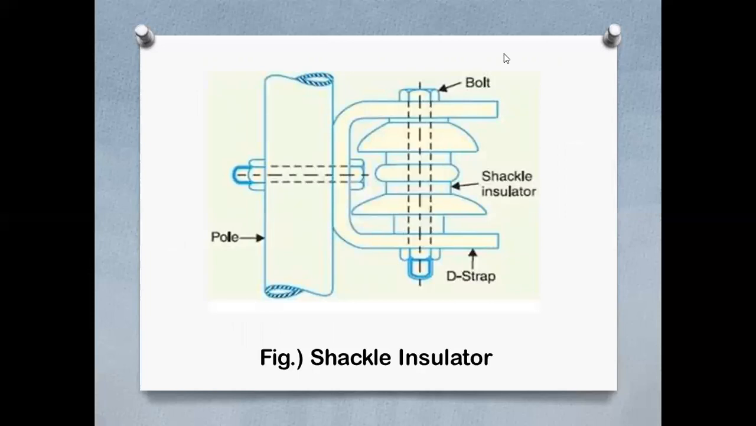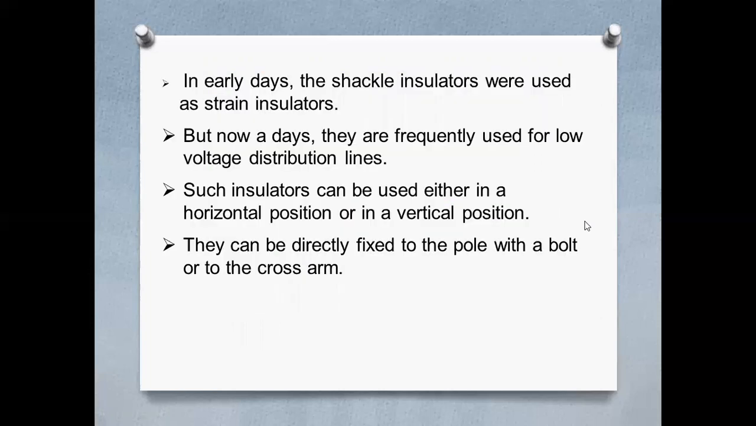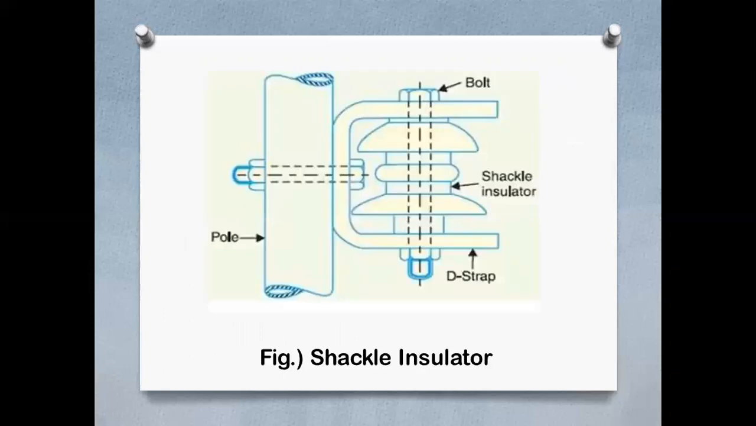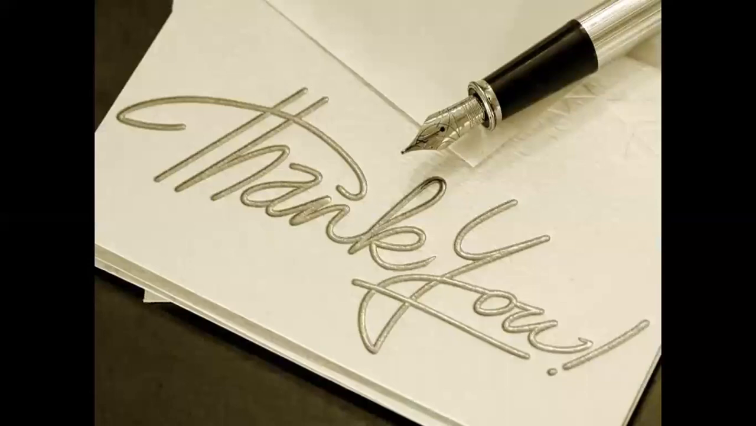We have the electric pole here. Then they are bolted. This is the shackle insulator. This is a D-strap. You see, this is a D-strap. Shackle insulator, the bolt, and this is how it is connected. Directly fixed to the pole with the bolt or to the cross arm. It is seen in the figures. So these are the four insulators.